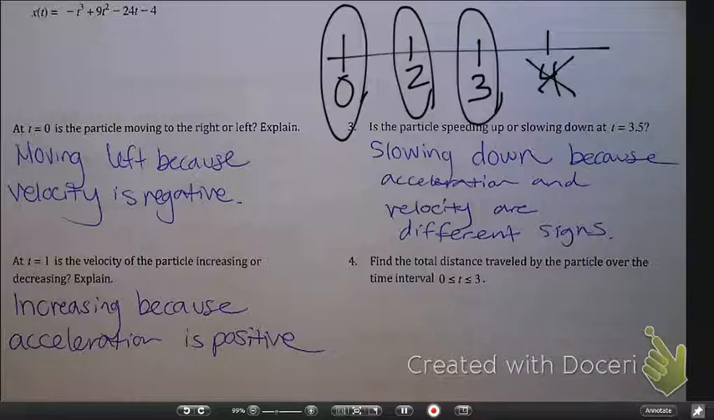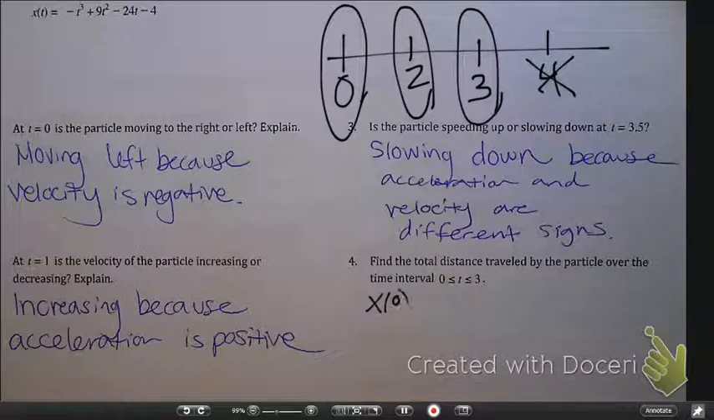But again, let's recap why. Why do we care about 2? Because velocity was equal to 0, therefore it was changing direction. Why do we care about 0? That's where we started. Why do we care about 3? That's where we ended. We do not care about 3 because acceleration is equal to 0. We only care about 3 because that's where we end. So let's plug in 0, 2, and 3. See what we get.